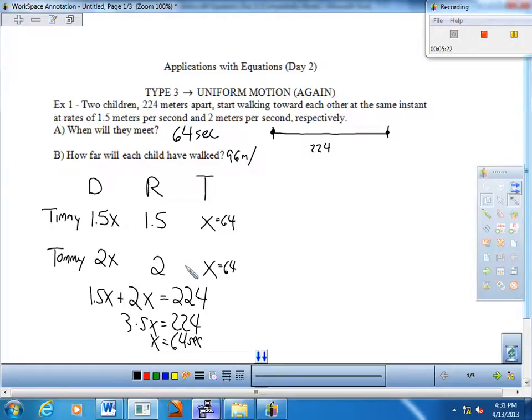And then this one's a little easier for me. 2 times 64, how about 128? And so 128 meters. All right, that looks great. Okay, distance, rate, and time.